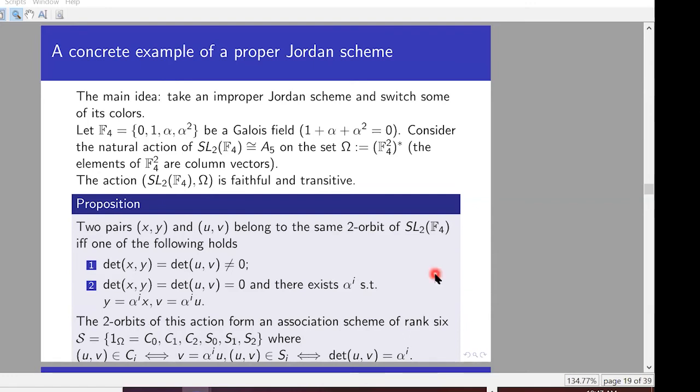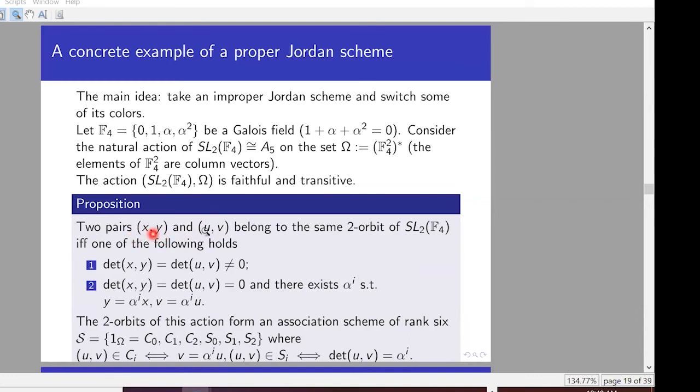Thank you. If you hear me, I continue. So what are these two orbits? Well, the action is on vectors. Every vector is a column. So a pair is a pair of two column vectors. So (x, y) is a pair of vectors. (u, v) is a pair of vectors. So this is a 2 by 2 matrix, and this is a 2 by 2 matrix.